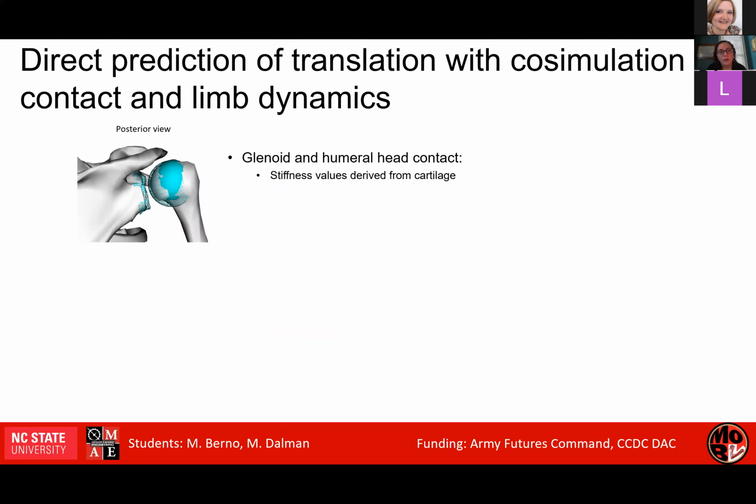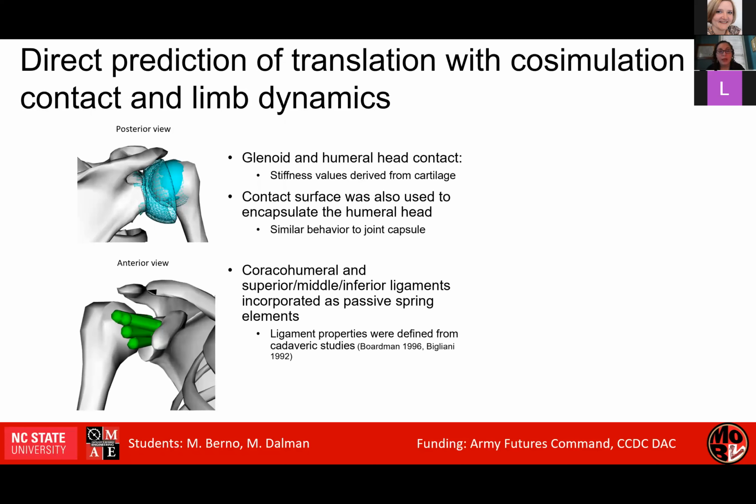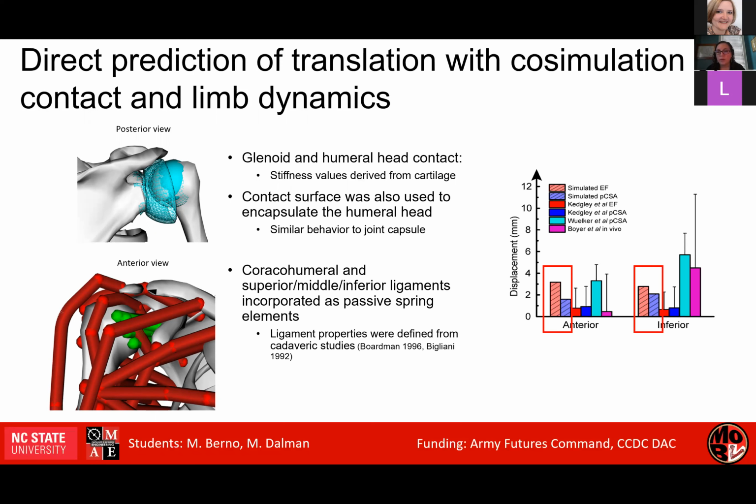So we've also begun with my student, Matt Berno and Morgan Dullman, incorporating a co-simulation of contact and pressure mapping in the shoulder along with the limb dynamics, representing directly what the contact is between the glenoid and the humeral head. Also in capturing some of that joint capsule type behavior that is around ligamentous structures that are around the humeral head, and directly representing the superior, middle, and inferior ligaments and coracohumeral ligaments as passive spring elements. So we're starting to really get more at some of these other non-muscular anatomy elements in the shoulder that underlie the muscles that are also acting to stabilize the shoulder. And in our initial simulations, we're able to see that the simulated displacements that we predict for the glenohumeral joint are consistent with what's in the literature, which is pretty exciting.